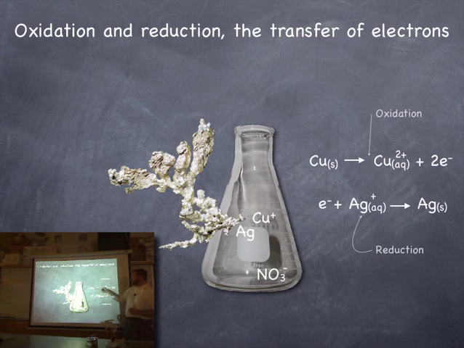Now, notice that neither of these reactions is complete. You have to have both of them happening at the same time. The electrons that the silver gains have to come from the copper. It takes both of these equations together to make a balanced chemical equation. We call these half reactions because each is half of the whole thing.